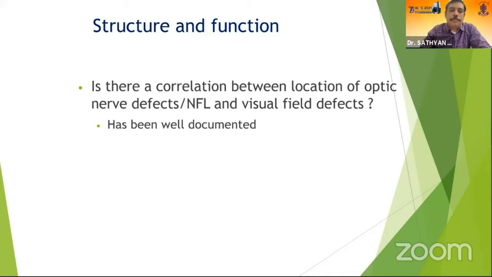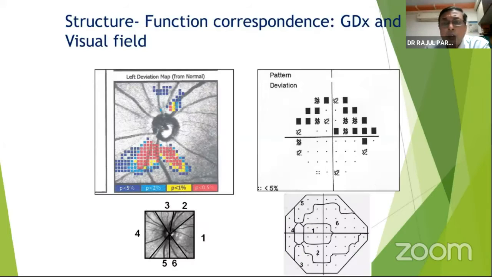So the first question is, is there a correlation between the location of optic nerve fiber loss and the visual field? And I'll be talking about perimetry because that's the machine I have, Humphrey. There are various publications, and it is well documented that if you look here, the inferior RNFL loss corresponds to a superior arcuate defect. So there is a correlation between structure and function.